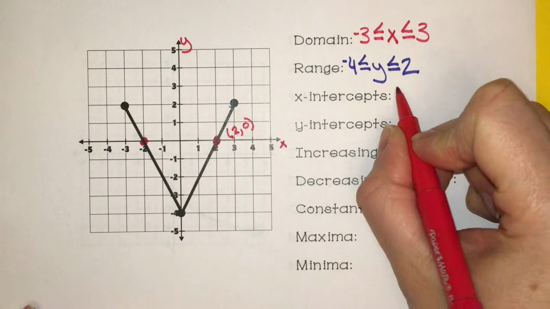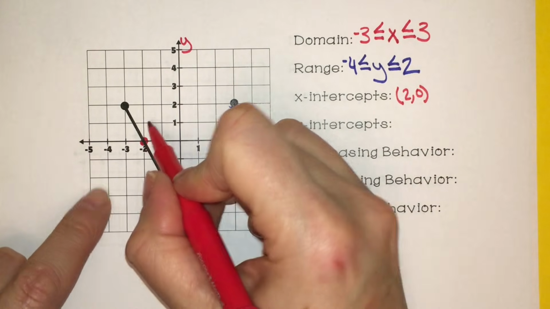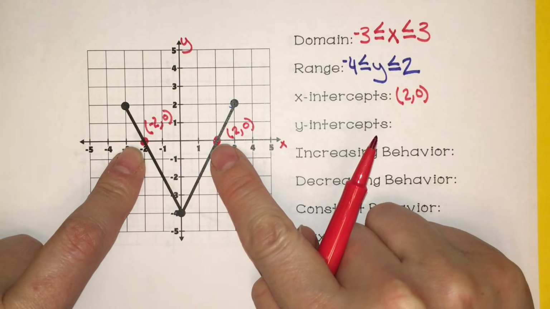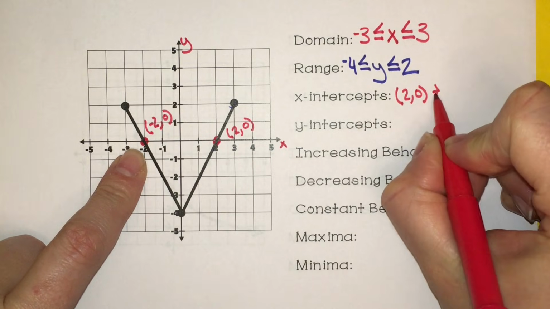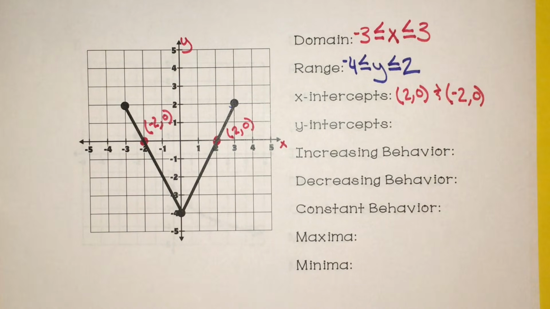So that means one of the x-intercepts is (2, 0). The other one over here is (-2, 0). So it's just the coordinate pairs at the points where your line crosses through the x-axis. All right, y-intercept, same thing but y-axis.